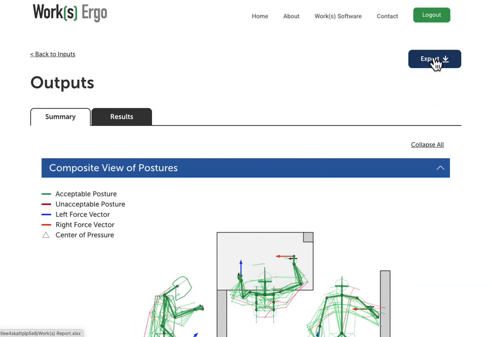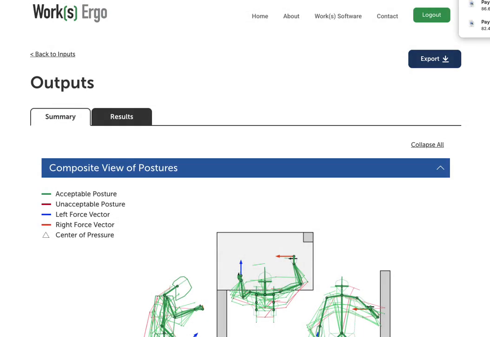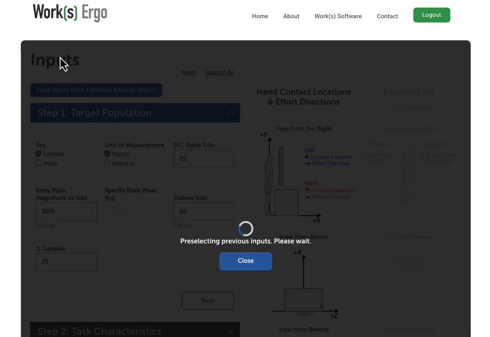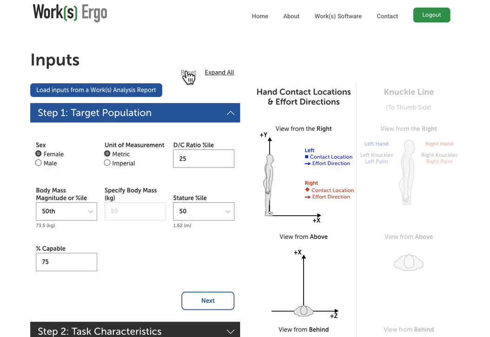I can say export. So I am going to just save that to sample task 2 because I've already saved this earlier. And now everything has been saved. I can hit the back button here and it'll bring all of the inputs back to populate the input. And if you want to tweak right now, you can do that. So you could go in and change the force direction, or maybe you had the hand orientation in the wrong direction. Or I'm just going to reset everything here.